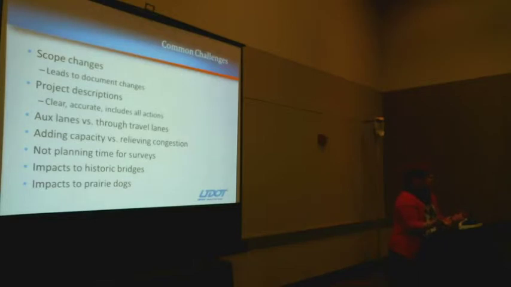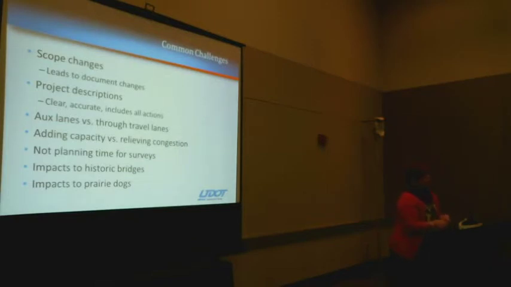And they're two different kinds of documents. If you have an aux lane, that's a documented CE. If you have a through travel lane, no, I said that backwards. If you have an aux lane, that's a delegated CE. If you have a through travel lane, that's a documented CE requiring FHWA approval. It's adding capacity, completely different.